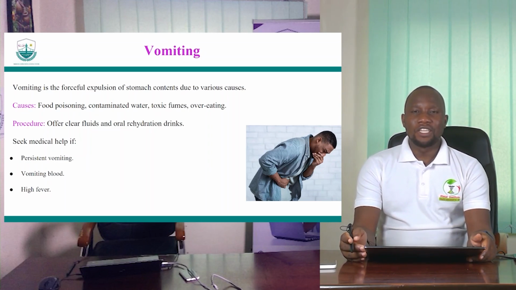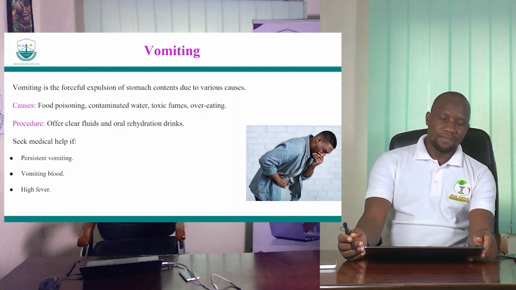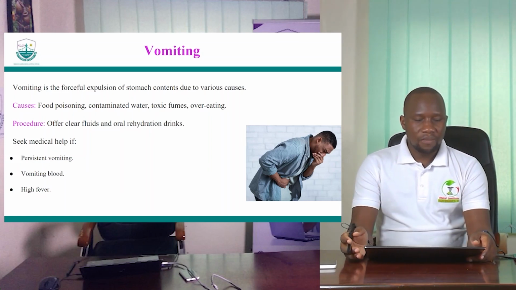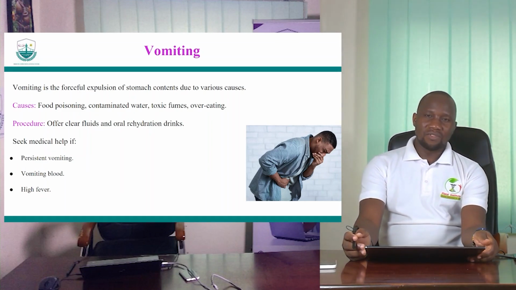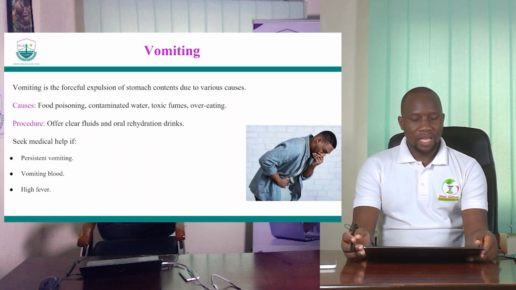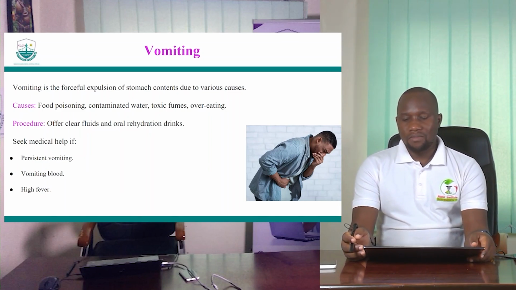Usually, the complication is that you lose a lot of water, so you get dehydrated. Therefore, you need to be given a lot of fluids so that your body does not go into dehydration. So you're given rehydration drinks to replace what you have lost. If the vomiting persists, you really need to take the person to the health facility. Sometimes the vomitus contains blood. Sometimes you have other accompanying symptoms like fever. So take them to the health facility.